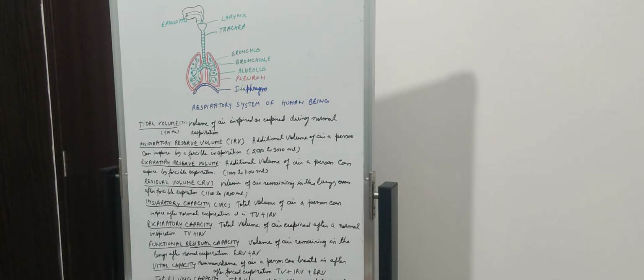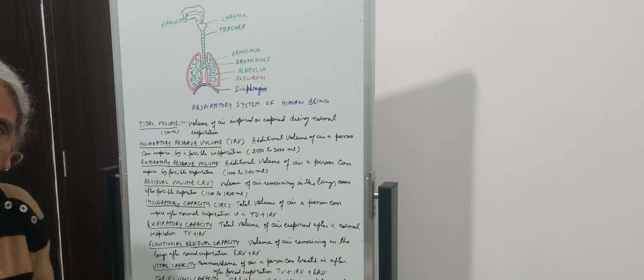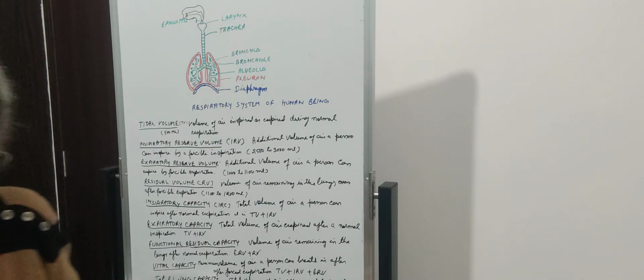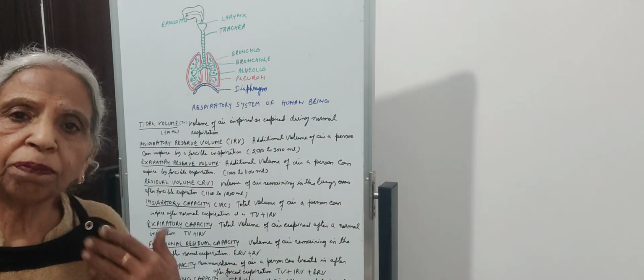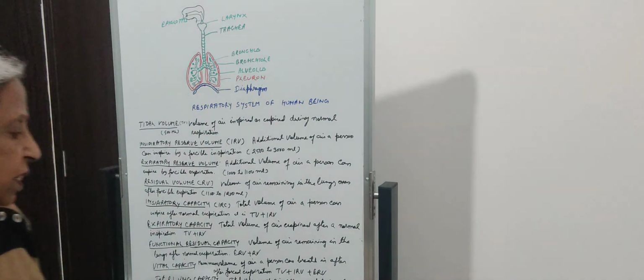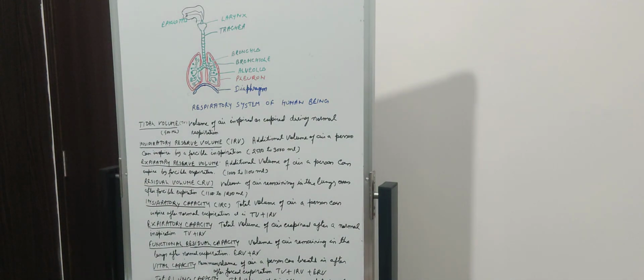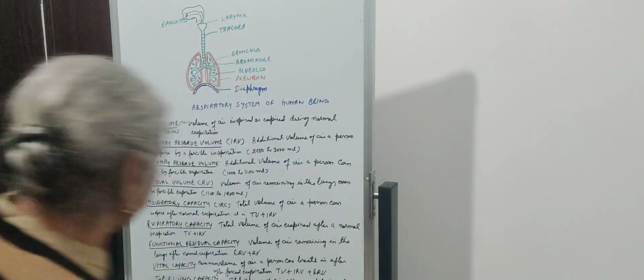Then is the expiratory capacity. Total volume expired after a normal inspiration. सांस लेने के बाद जो वॉल्यूम हम बाहर निकालते हैं, that is called the expiratory capacity. It is equal to tidal volume plus expiratory reserve volume.